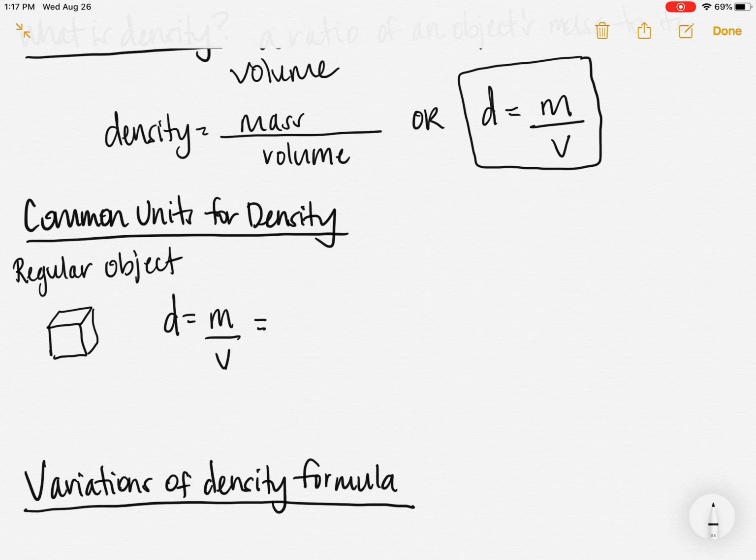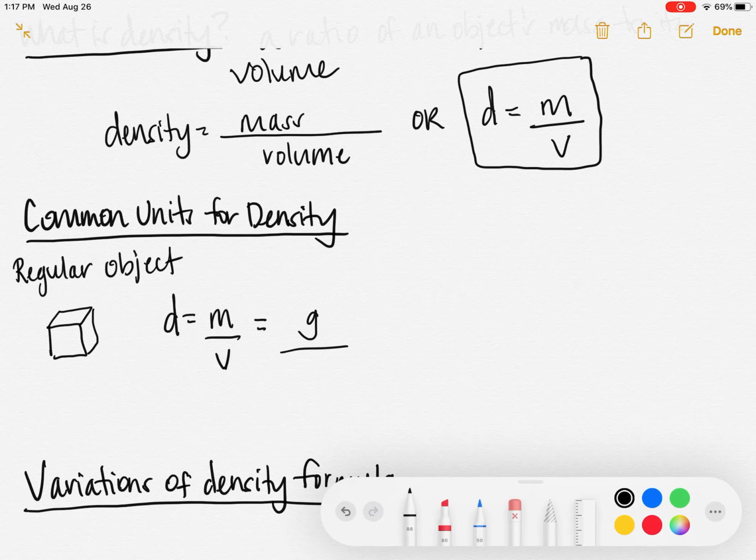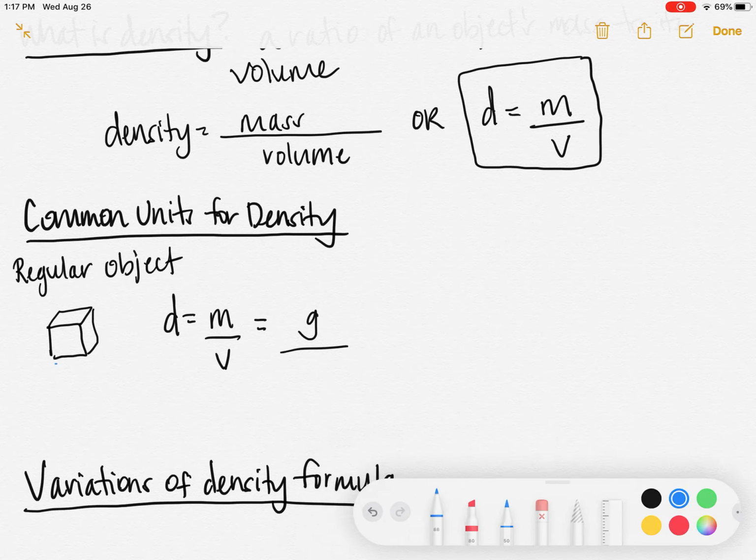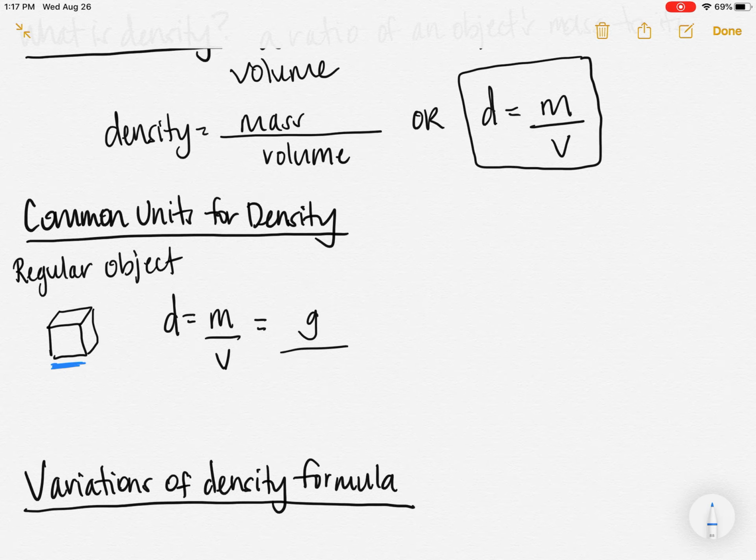Okay, so I'm not doing any numbers here, I'm just looking at units. So if I put that cube on a balance and my unit was grams, then my mass unit would be in grams. Okay, and then the discussion becomes, well, how would I find the volume of that cube? So most of us know that I could find the volume of that cube by taking its length and its width and its height and multiplying those three together, right? Volume equals length times width times height.